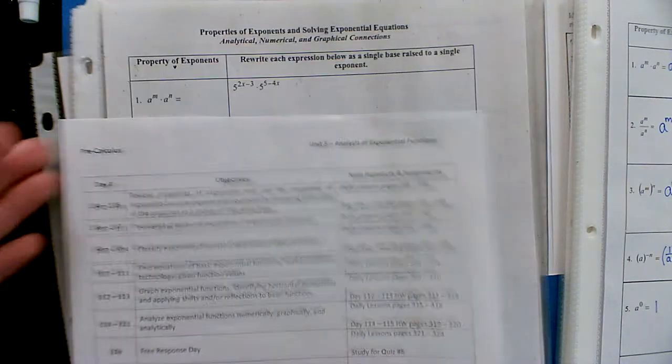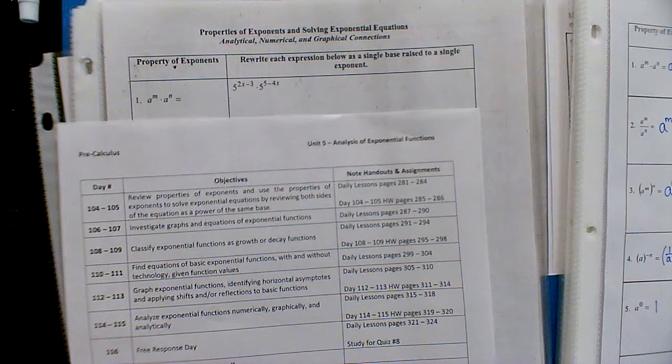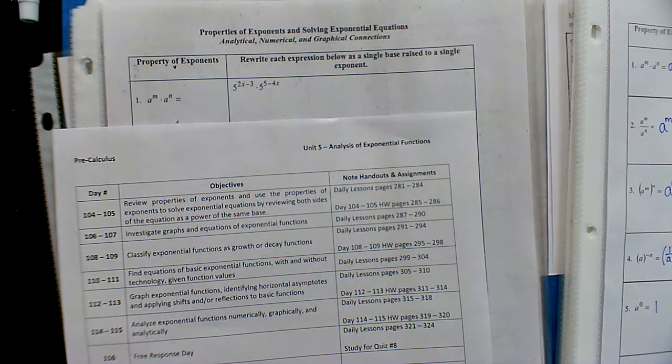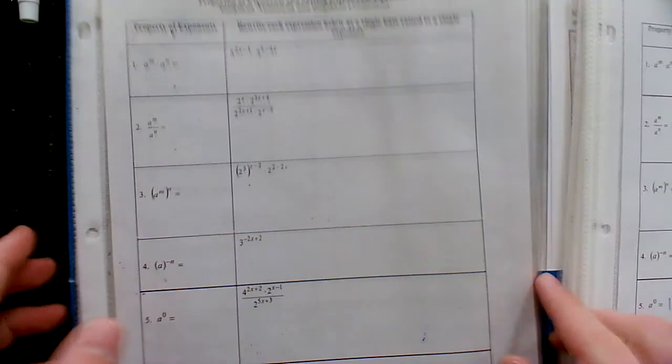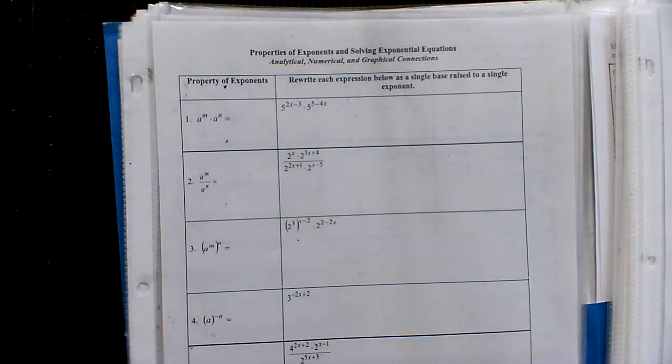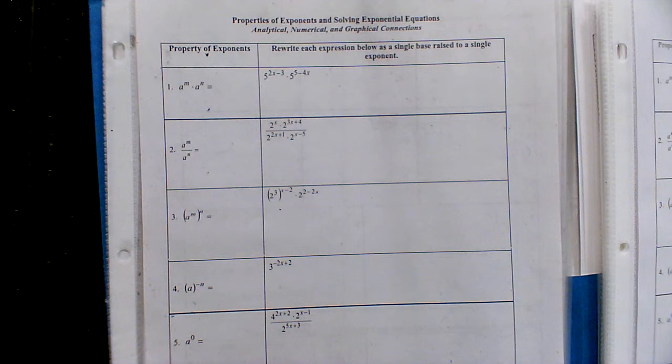So we are on Unit 5 now, Analysis of Exponential Functions. We're going to start out today with a review of properties of exponents and use the properties of exponents to solve exponential equations by rewriting both sides of the equation as a power of the same base. So that's the section we're going to start with today. A lot of these rules should be a review, but we are going to do some more difficult problems than you might be used to doing with the exponents.